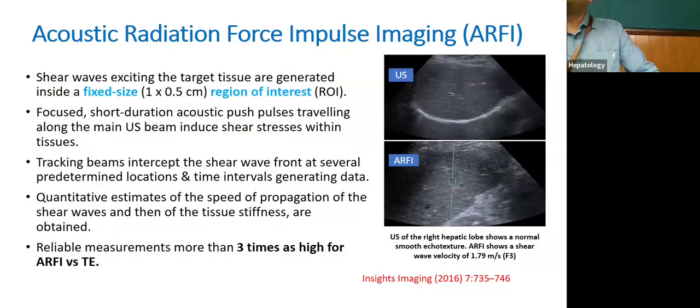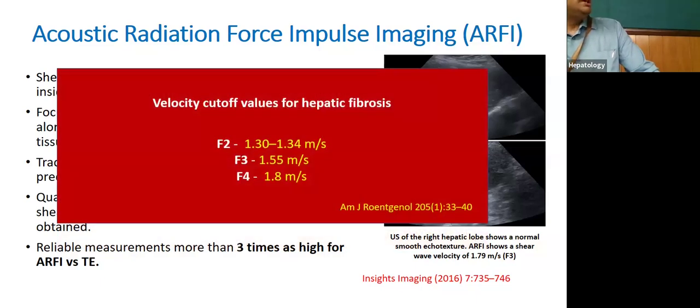So FibroScan has limited utility in very obese patients and also in patients who have ascites. A lot of these patients will have ascites if they have a decompensated cirrhosis. In such scenarios, there is use of ARFI, and it utilizes the concept of shear wave elastography. So if you see, it measures the speed, velocity, and anything more than 1.8 meter per second is suggestive of F4 fibrosis.